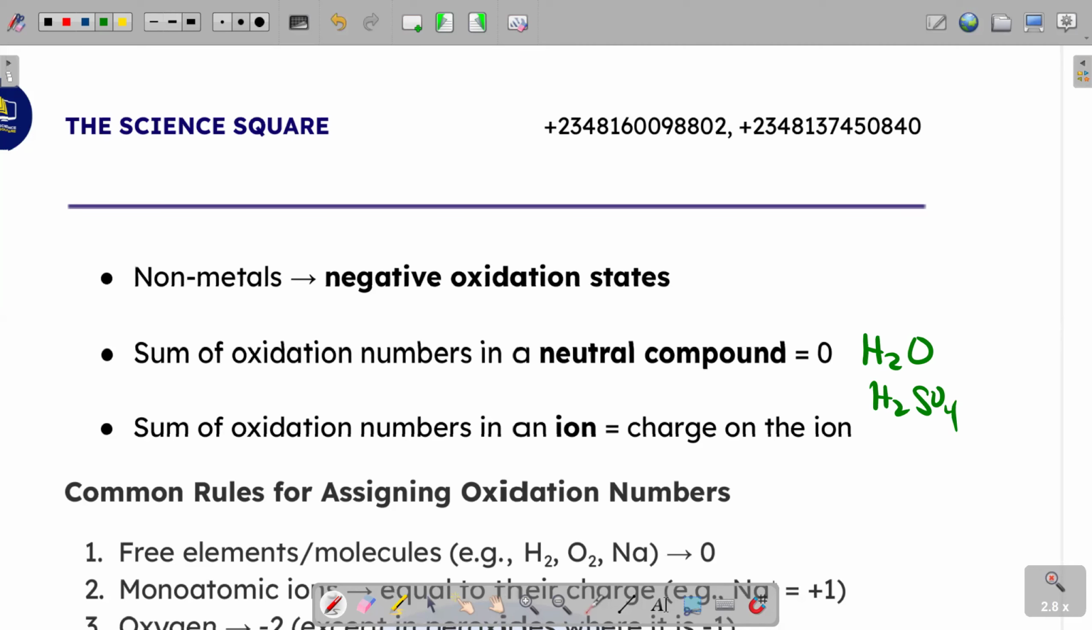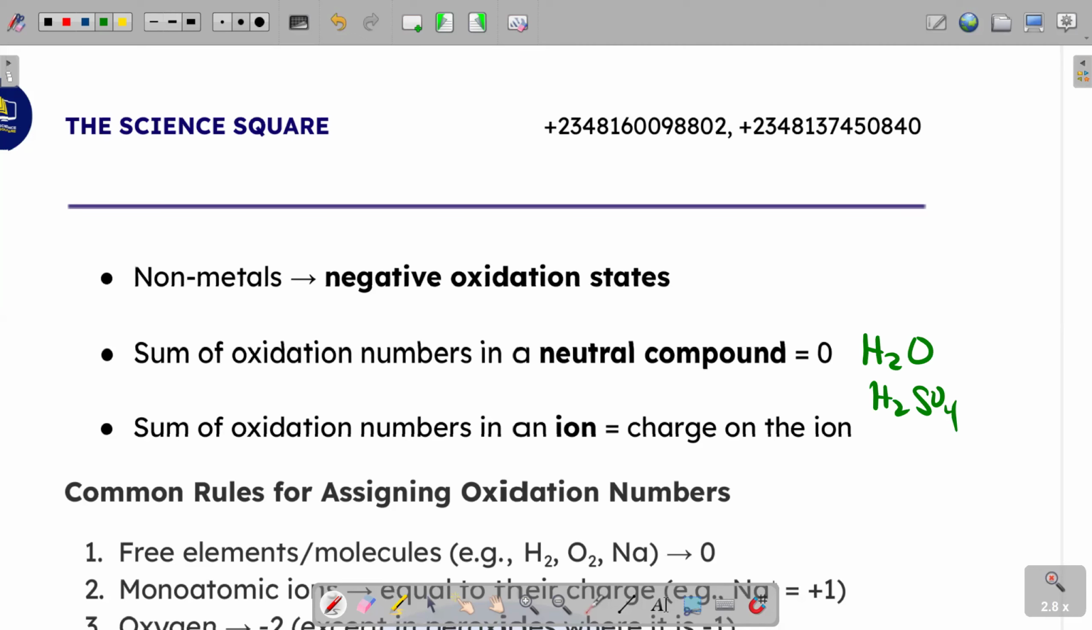What that means is that the oxidation state of 2 hydrogens added to the oxidation state of sulfur, added to the oxidation state of 4 oxygens that are here, will all add up to give 0. That's why we say the sum of oxidation numbers in a neutral compound is always 0. Okay, while the sum of oxidation numbers in an ion is always equal to the charge on that ion.